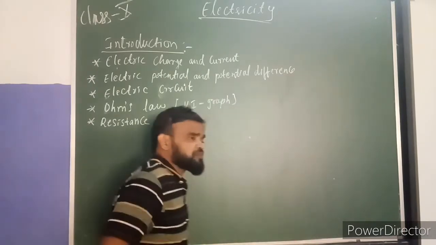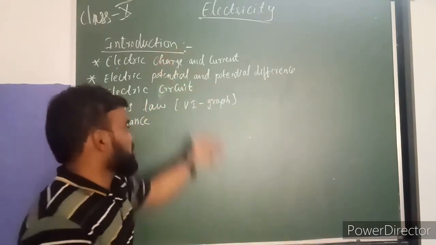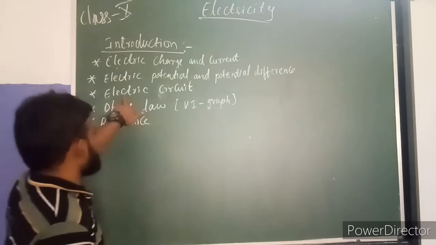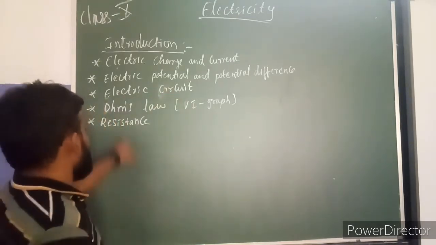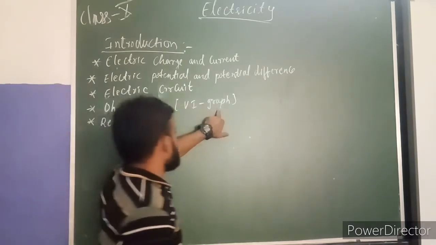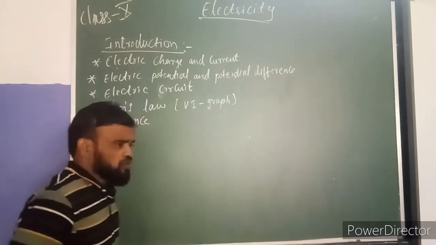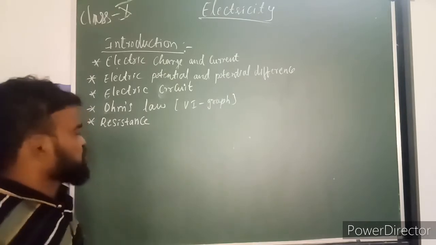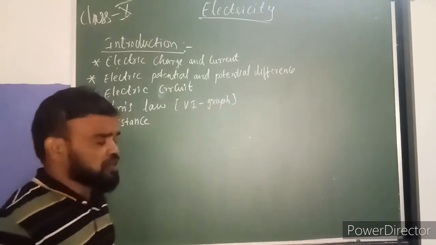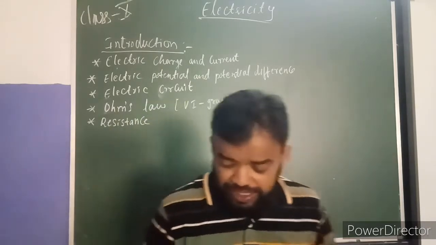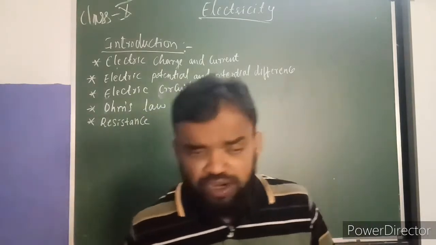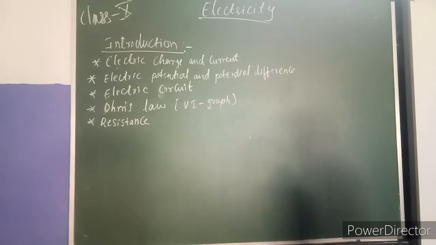The next topic is electric potential and potential difference. What does potential difference mean? Let us study it in detail in that part. And electric circuit and Ohm's law, which we will study with the VI graph, that is the graph of voltage and current. And we will study resistance in this topic. Let us start first with electric charge and current.